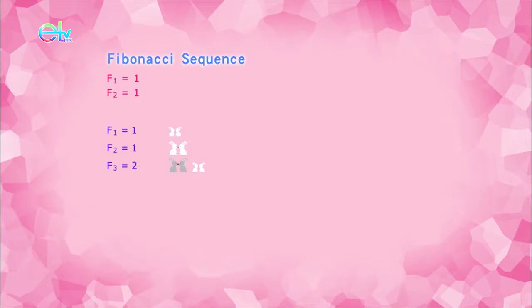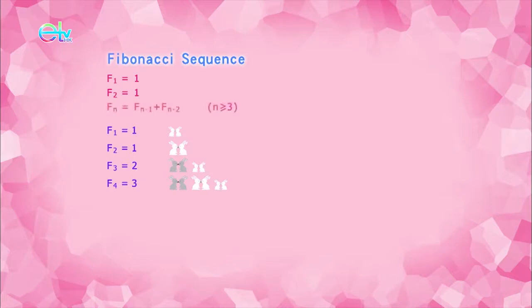In the fourth month, let's look carefully at the pattern of the changes in the number of rabbits. The total number of pairs of rabbits equals the original number of rabbits plus the number of newly born rabbits. The original number of rabbits is the number of rabbits of the last month. The number of newly born rabbits, that is the number of mature rabbits, is the number of rabbits in the last 2 months. Therefore, F4 is equal to F3 plus F2. 2 plus 1 equals 3.